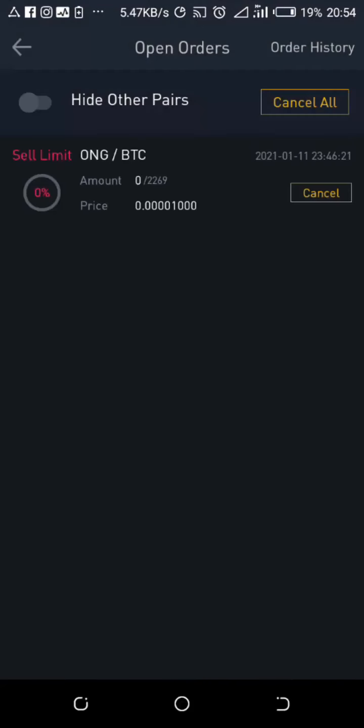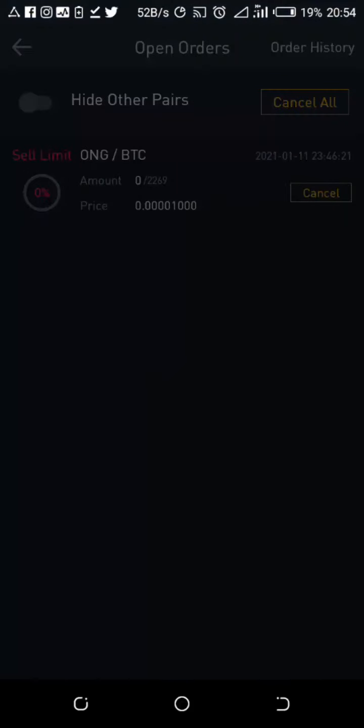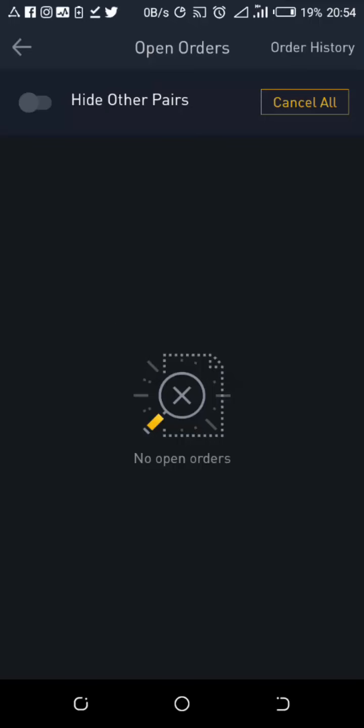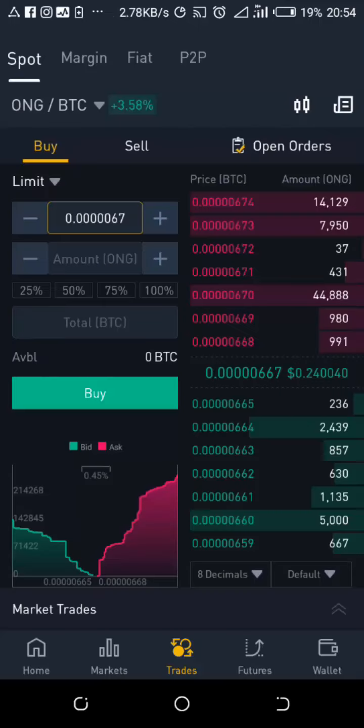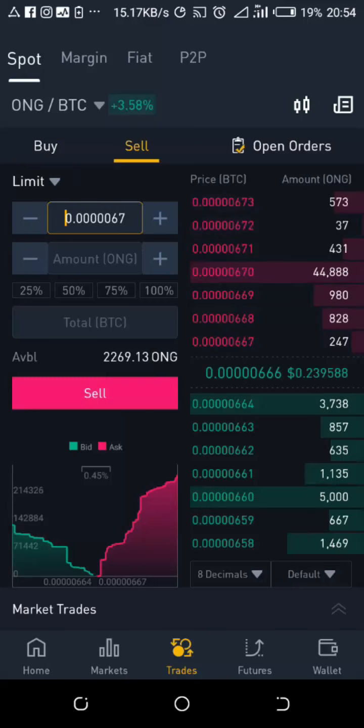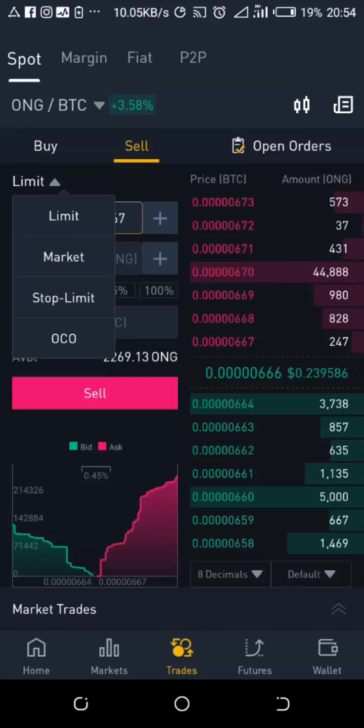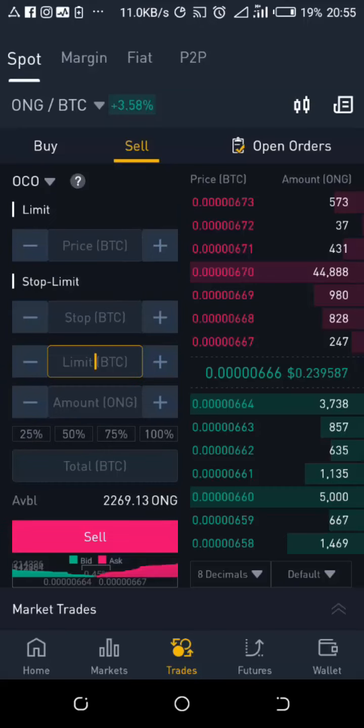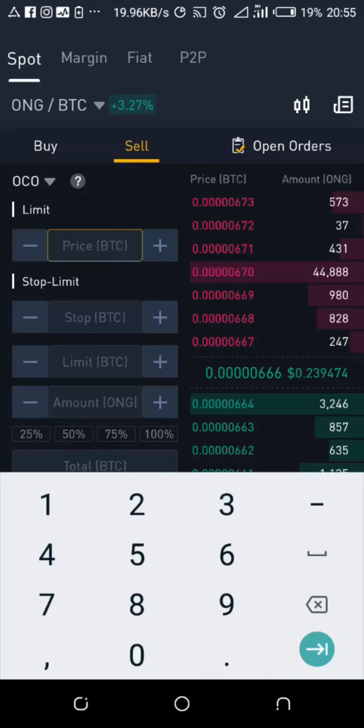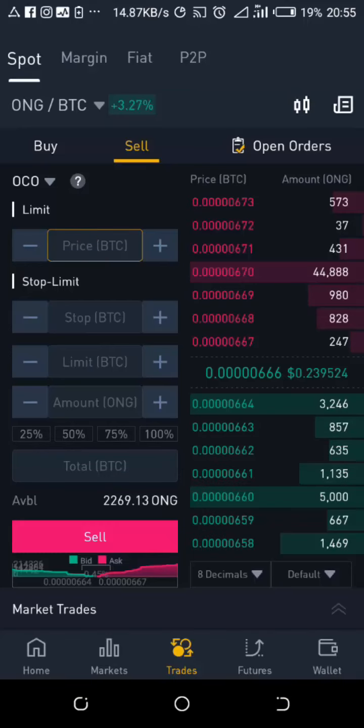Remember to go to the open orders and cancel this before you can set up a new sell order. So we go to sell, then we have the ONG to sell. Click on the limit, change it to OCO. So the first price here, the limit price, is the take profit price.